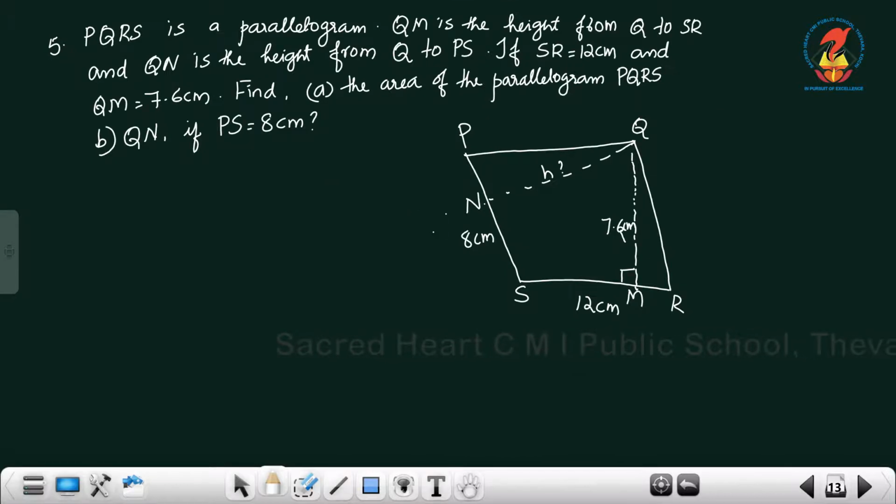Next, PQRS is a parallelogram. QM is the height from Q to SR and QN is the height from Q to PS. If SR equal to 12 centimeter and QM equal to 7.6 centimeter, find the area of the parallelogram PQRS. Find QN if PS equal to 8 centimeter.